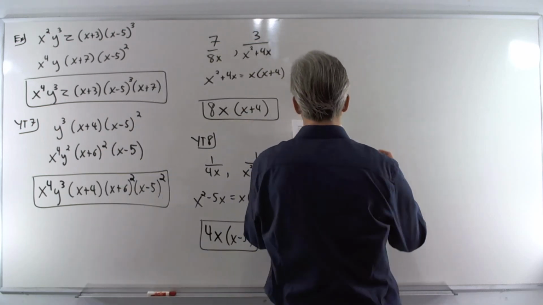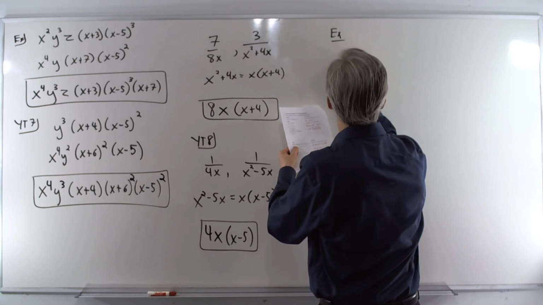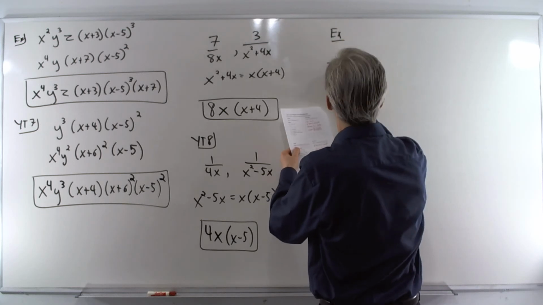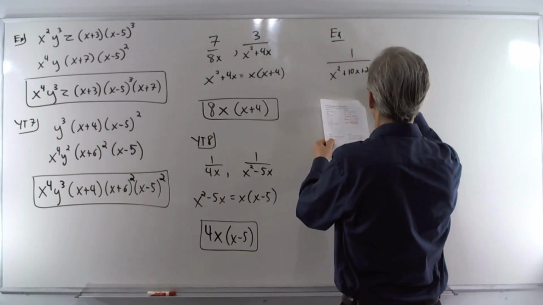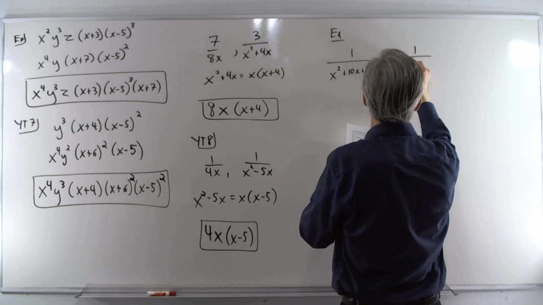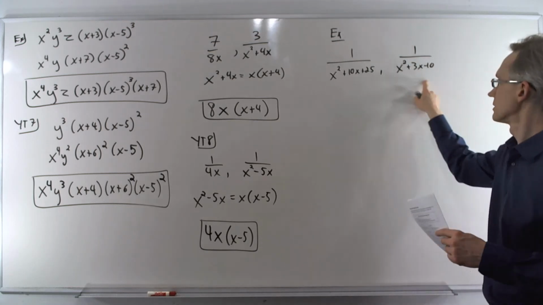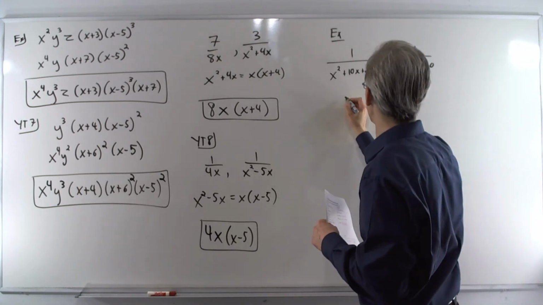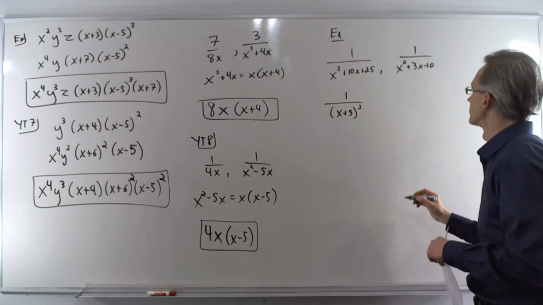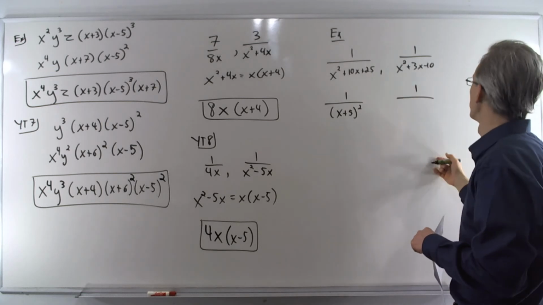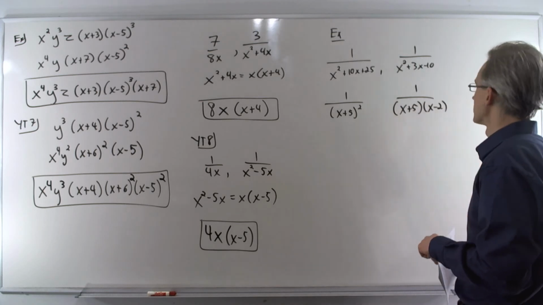We may have to do some factoring of trinomials. Right, so there's our two denominators. We're going to start by factoring. So this one turns into 1 over x plus 5 squared. Right, got a perfect square trinomial. And here, x plus 5 times x minus 2.